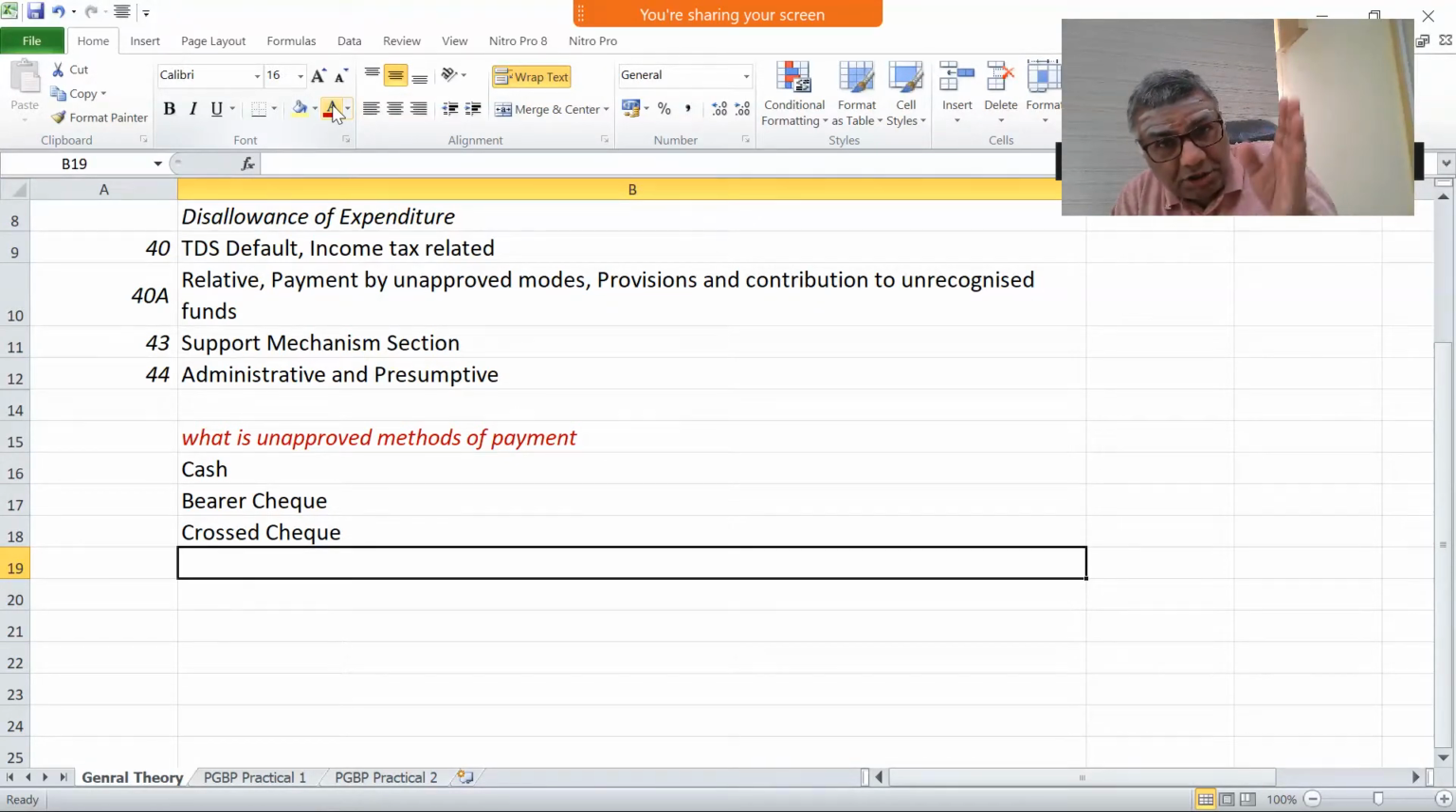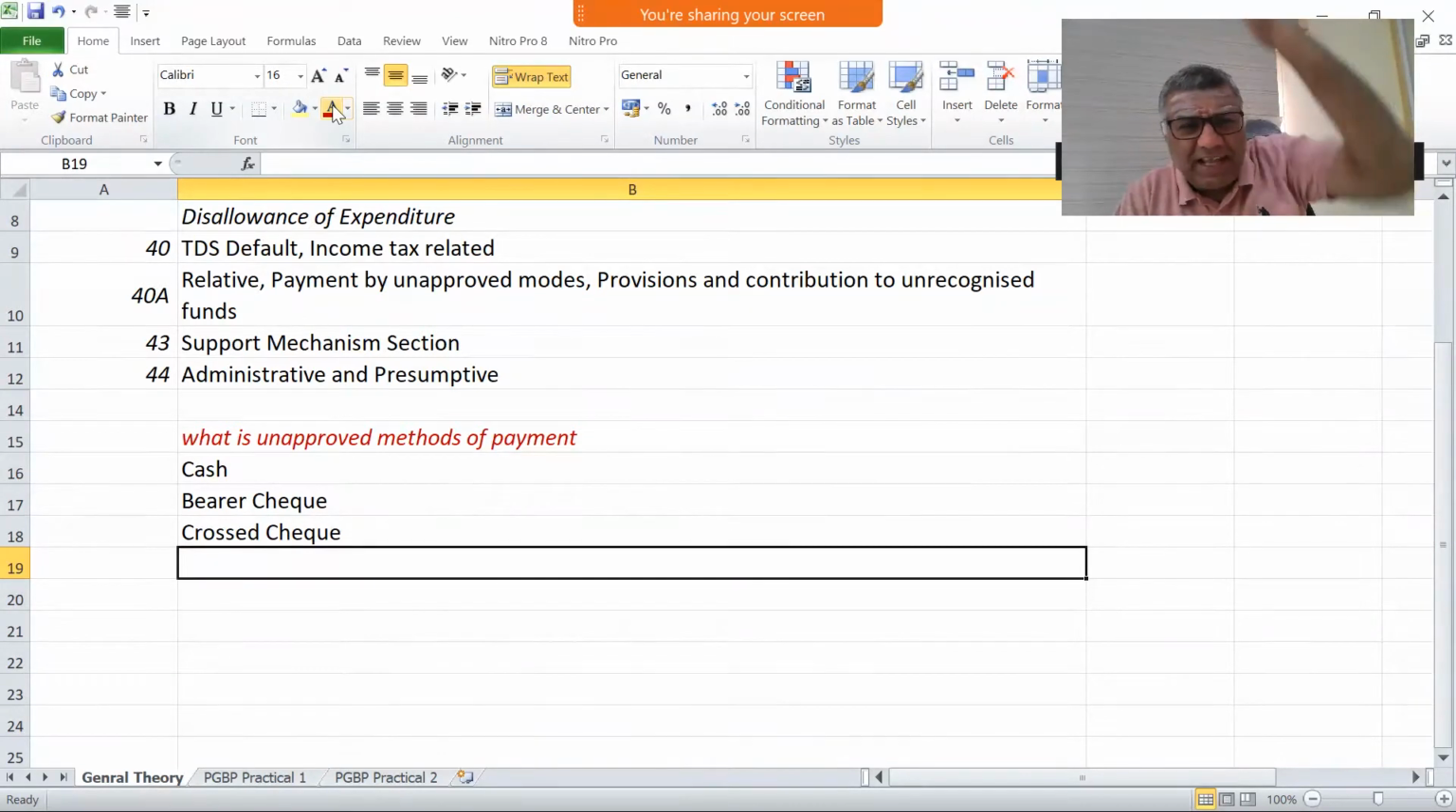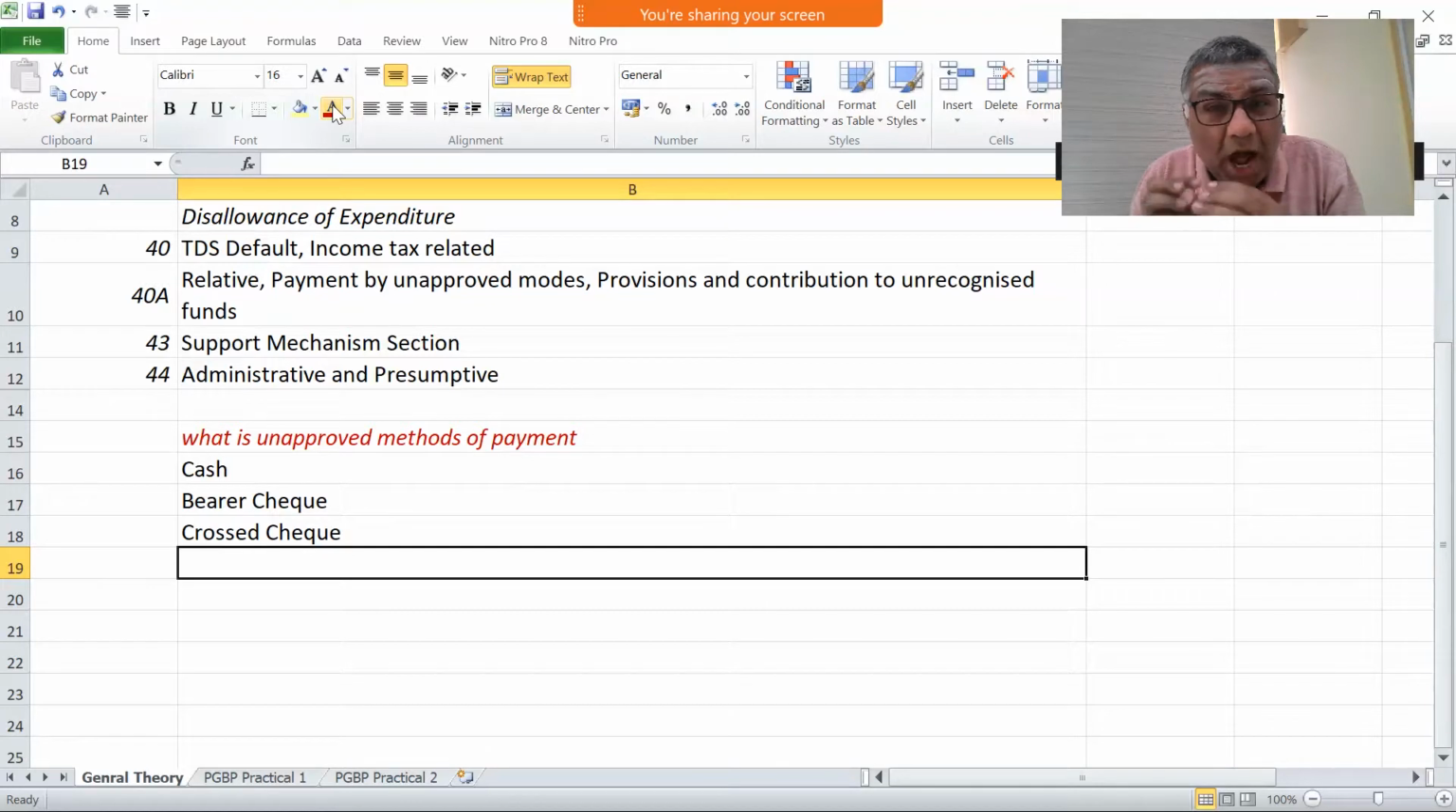Starting from section 32, which defines the cost of the asset, till section 80G, 80GGA, 80GGB, 269SS, 269T, they are all going to speak about these unapproved or approved modes of payment. So remember, if the question gives us cash, bearer cheque, crossed cheque, we have to recollect that these are not an approved mode of payment.